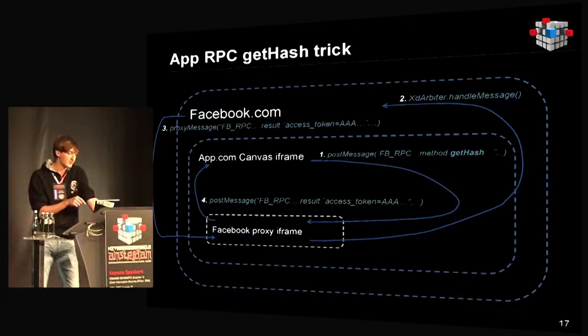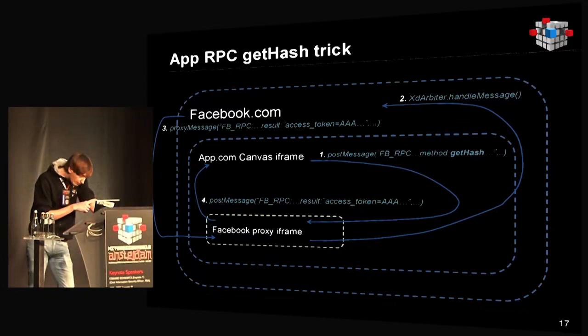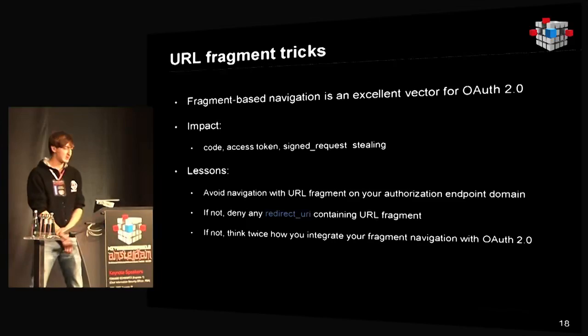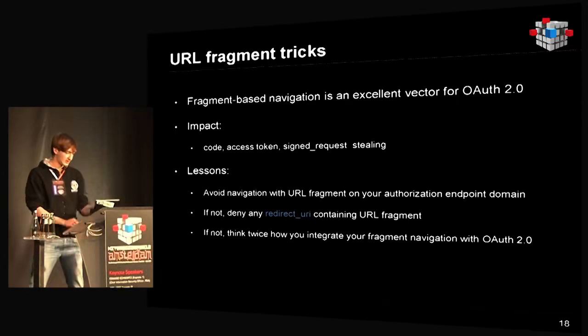So first, sending the RPC message to the proxy iframe, then posting this message, then handling this message by the Facebook app controller, then Facebook exposed the full hash content to the application.com domain. So what's interesting here is that if you've got fragment-based navigation into your authorization endpoint domain, think twice how it coexists with your OAuth implementation.